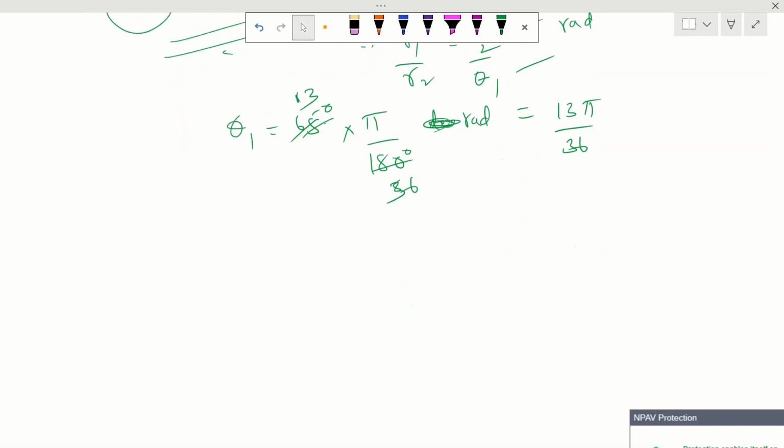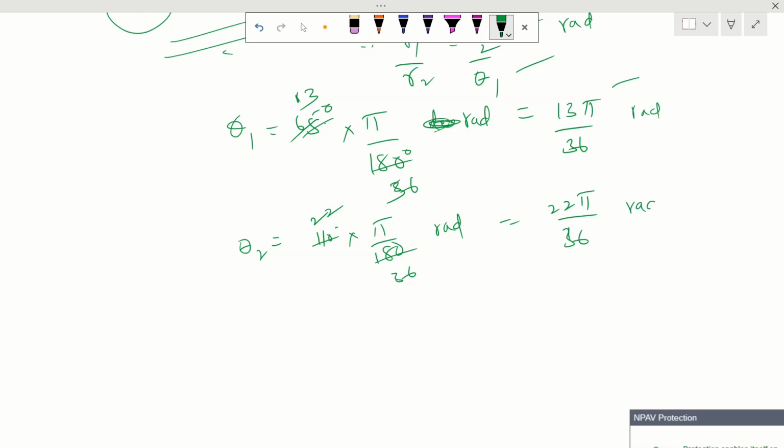Now convert theta 2. This is in radian. Okay, don't put the value of pi here. Theta 2 is 110 degree. 110 degree into pi by 180, then it becomes radian. Then divide by 5, and we get 22 pi divided by 36.